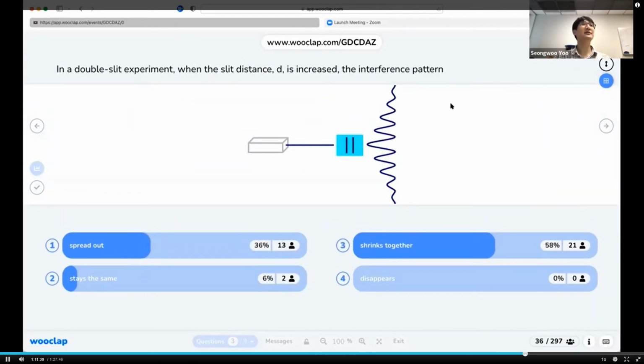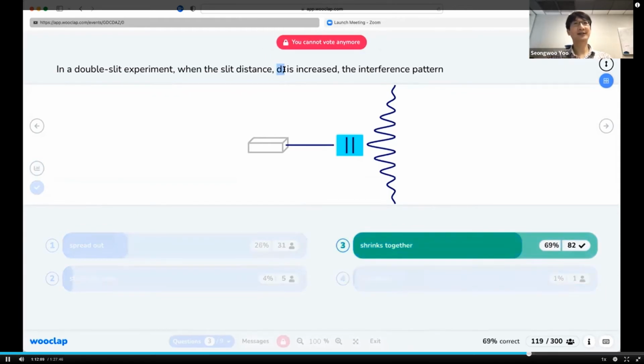In the double slit experiment, when the slit distance d increases, what would happen to the interference pattern? Do you think the interference pattern spreads out, shrinks, stays the same, or disappears? We are increasing the slit distance d. So what would happen? I'm going to close the board in 5, 4, 3, 2, 1. The correct answer is that it shrinks together. I will come back to those questions later. So let me move on to the next question.